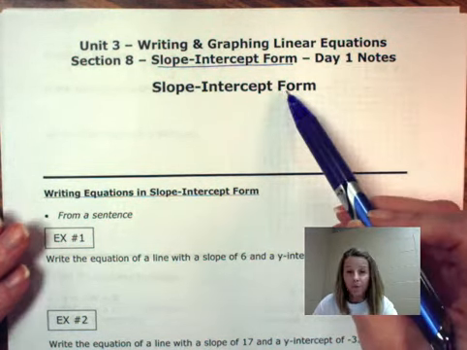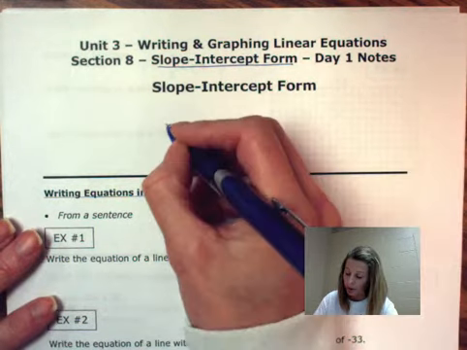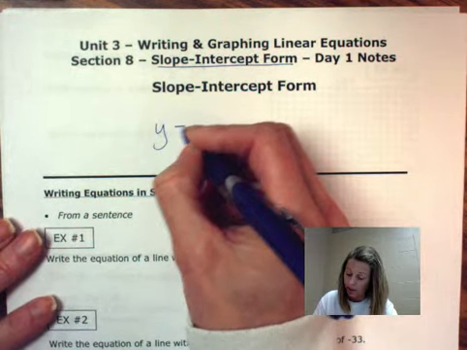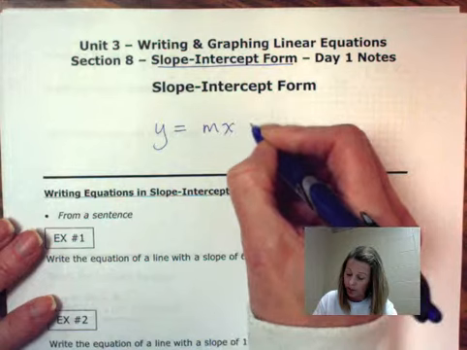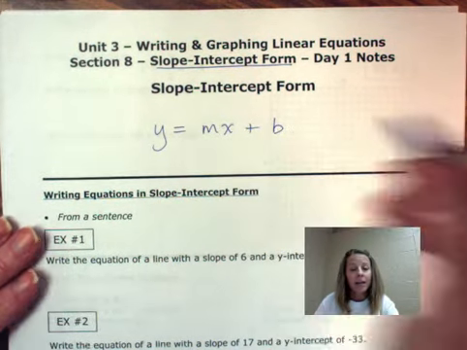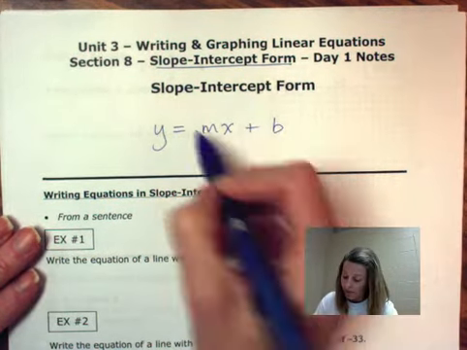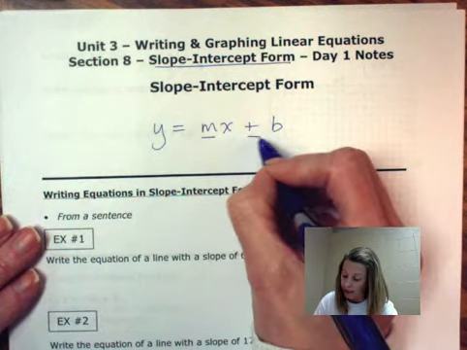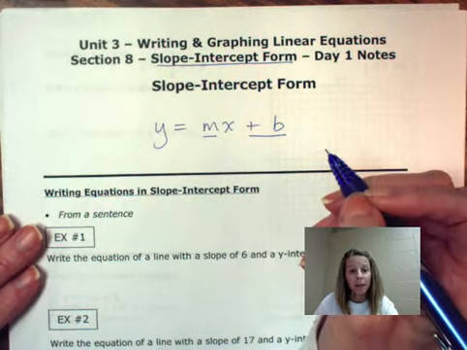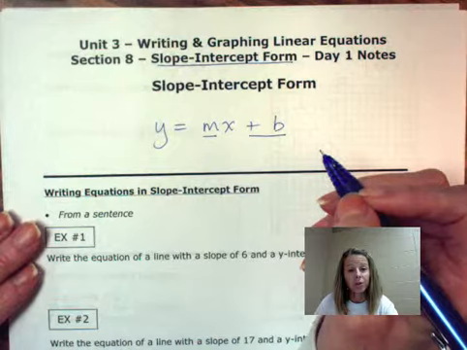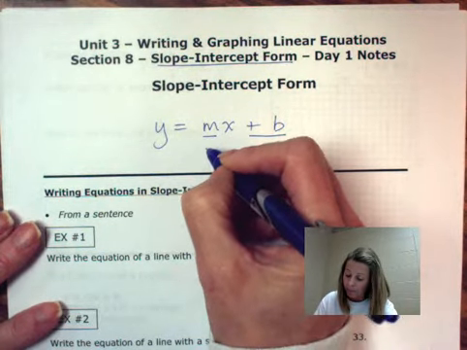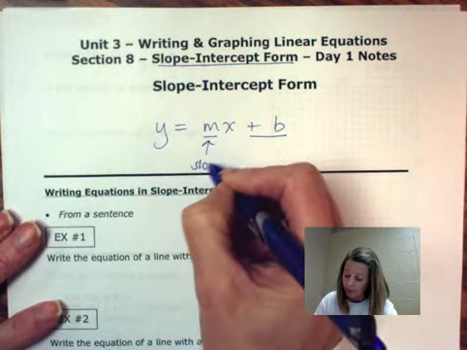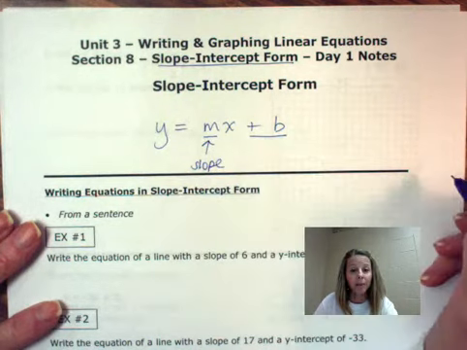So slope-intercept form is an equation, so I'd like you to write this equation down: y = mx + b. Now, the m and the plus b are numbers that will come out of an equation or off of a graph. So the m represents the slope. In fact, m is a common letter for slope.